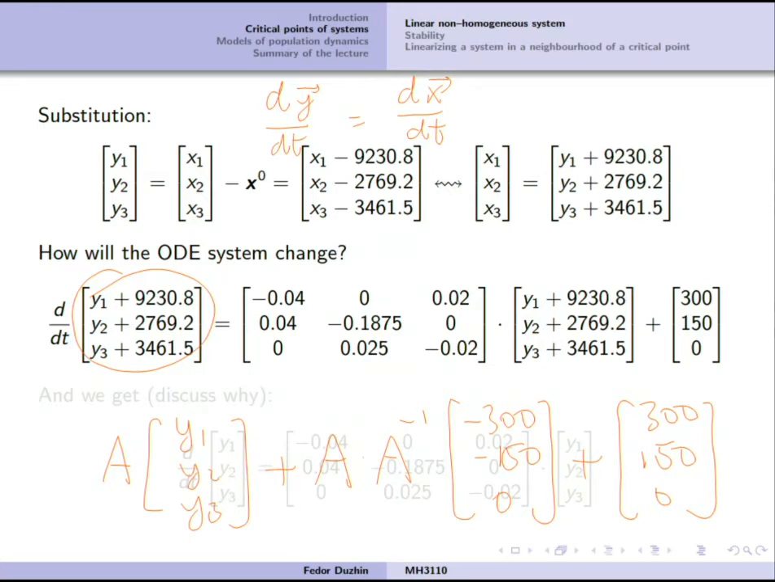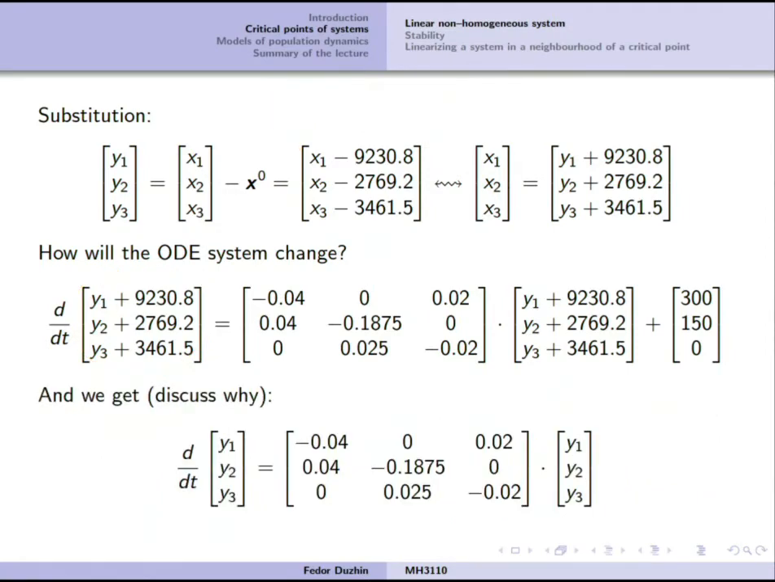Well, but then of course A times A inverse, they cancel out. Minus 300 plus 300 is 0, so this disappears. And the only thing that remains is our original matrix A times the unknown vector. So which means by doing this substitution, we transformed a non-homogeneous system to a homogeneous system. And of course, we did it for a specific example, but I even wrote it with a generic matrix A.